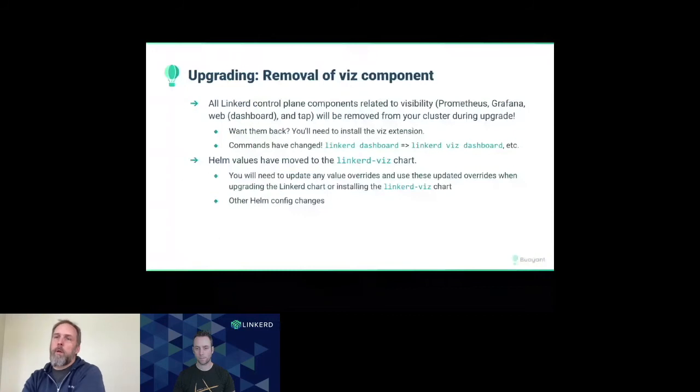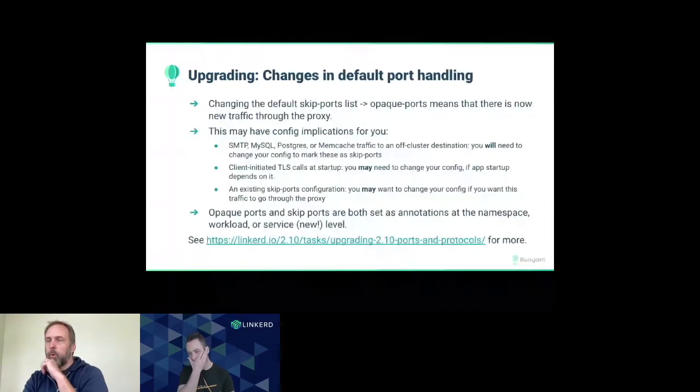Okay, and then the third one, point 3 in the upgrade list, is changes in the default port handling. As we talked about, the change from the skip ports list to opaque ports means that you're now very likely to have new traffic through the proxy that wasn't going through it before. We outline all of this in the upgrade notes.